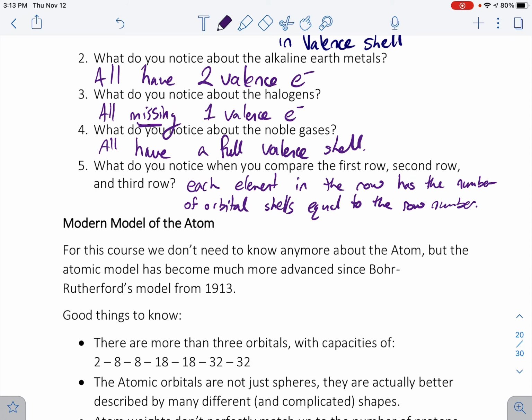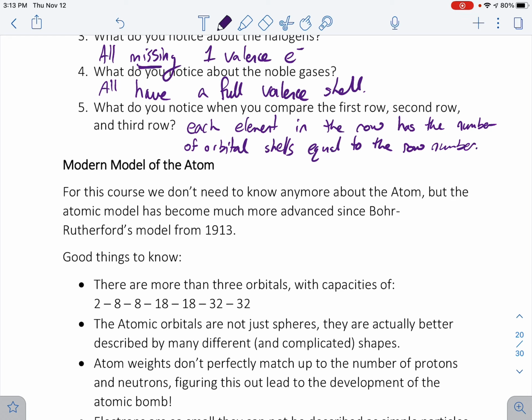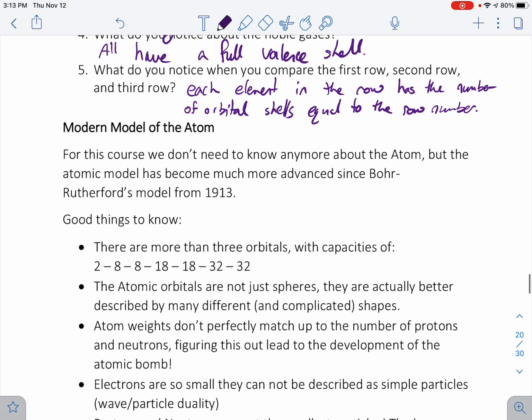Now, we don't need to know any more about the atom. That's enough for this unit, although there is some interesting things to happen because this model is from 1913, so there's lots of other stuff that's happened since then. For example, there are more than 3 orbitals. After the first 3, the number of electrons increases to 18, and then 18, 18, 32, 32, 1, 2, 3, 4, 5, 6, and 7. So that's 7 shells, but it does get a little bit strange.